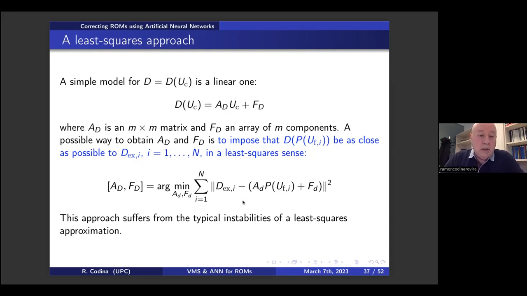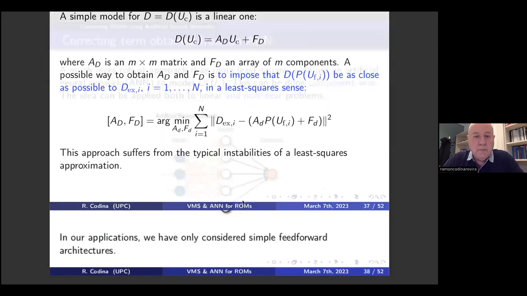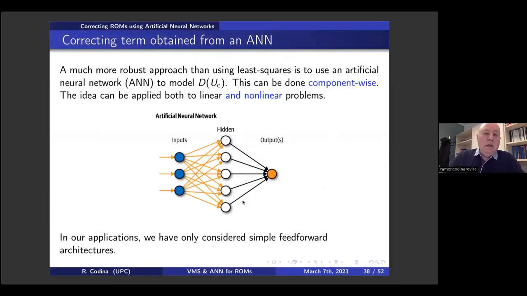This approach works, although it suffers from typical instabilities of least squares approximations, which essentially, I mean, rather than instabilities, the problem is that when we add a new known configuration, we have to redo all the process. And it might change a lot from knowing n configurations to knowing n plus one. This is the typical problem of least square approximations. So the alternative is to use an artificial neural network.